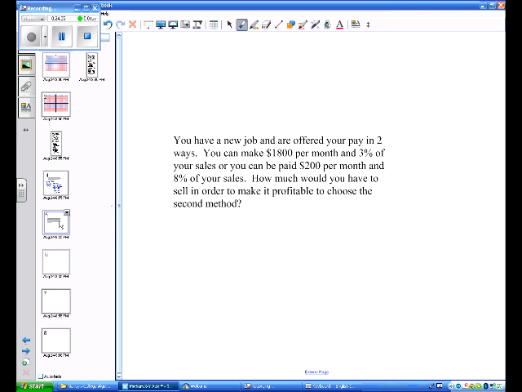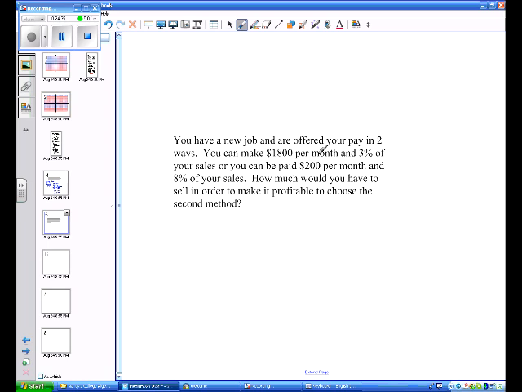So let's look at another one. You've got a new job offer, and you're going to be paid in two ways. You're going to be paid a salary, but you're also going to be paid a commission. So you have a choice. You can make $1,800 a month and earn 3% of your sales. Or you can be paid $200 per month and earn 8% of your sales.